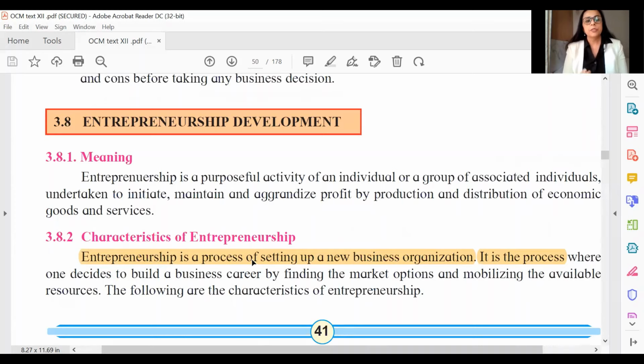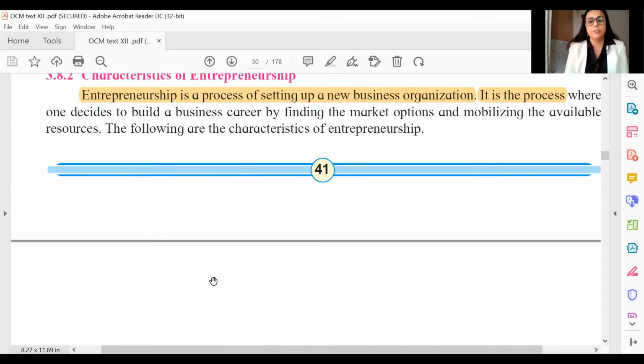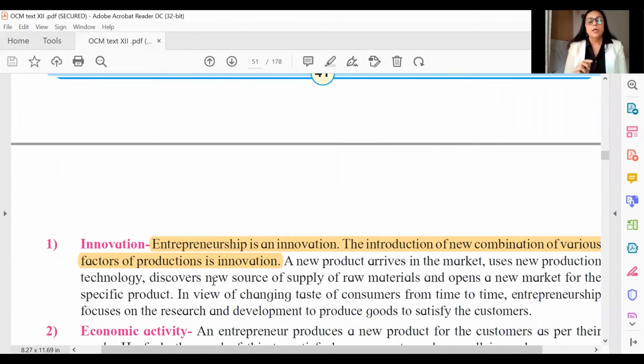Moving ahead with the next objective, page number 41, last paragraph, under characteristics of entrepreneurship, and again you have another definition. If you see, this word is a process. Suppose your objective is: the process of setting up a new business organization, give the commercial term. The answer should be entrepreneurship and not entrepreneur. Like in the September paper, the question was the person who is setting up the business, then it is entrepreneur. So please clearly identify the difference when you are answering the question.